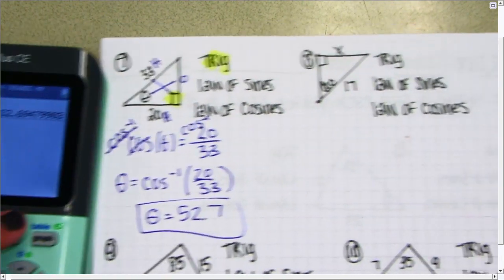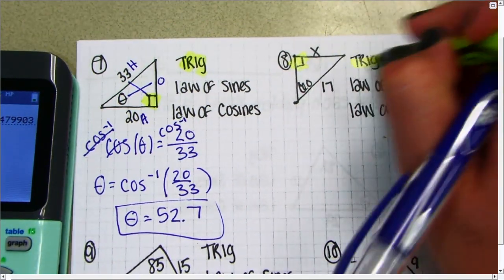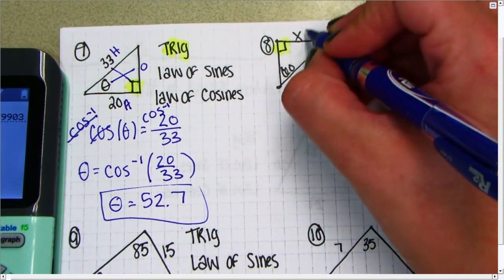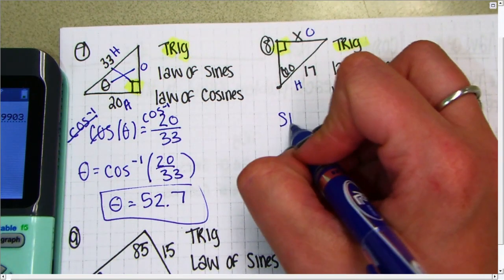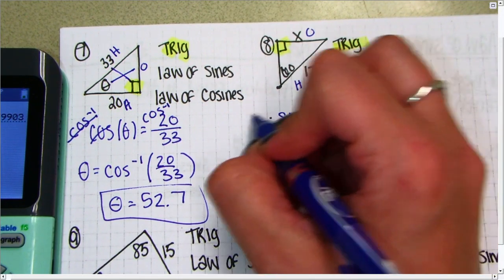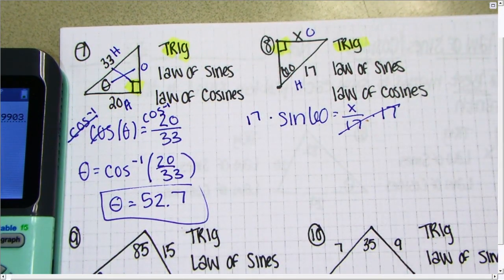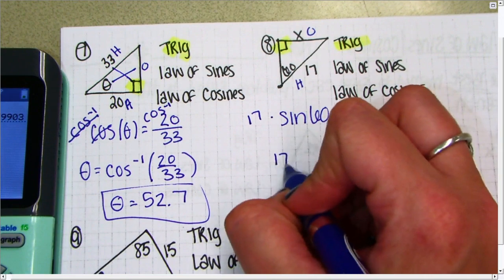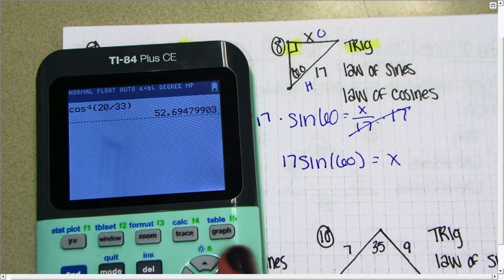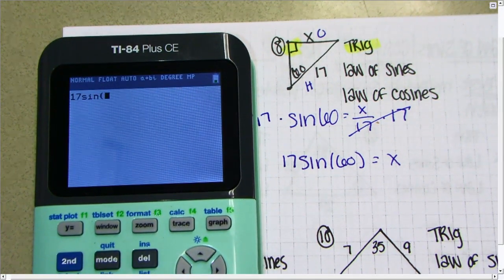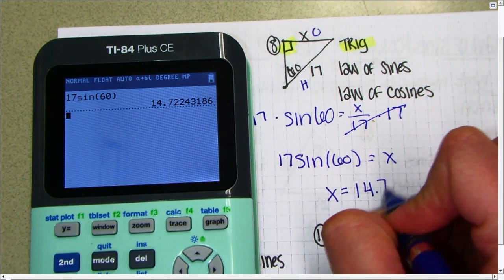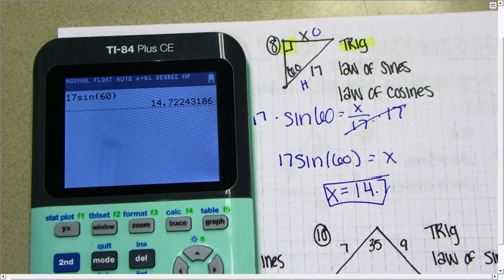Number 8, again, I see a 90-degree angle, which means trig is the way to go. So to do this problem, across the 90 is H, across the angle is O. So again, sine. So sine of 60 equals x over 17. Multiplying both sides by 17, I always want to clear the fraction. So I get 17 sine of 60 equals x. X is now isolated, which means I can type it straight in. 17 sine of 60. And that gives me an x value of 14.7 when rounded to the nearest tenth.